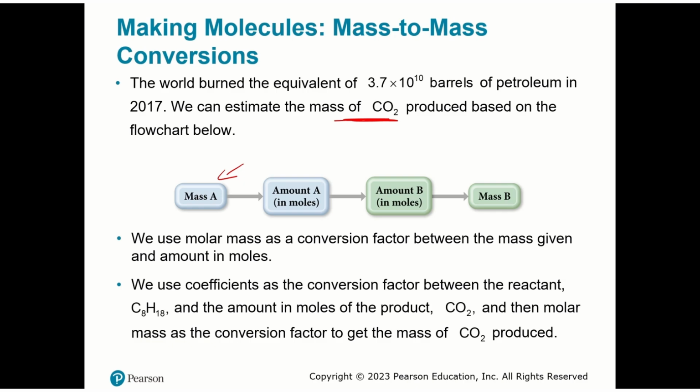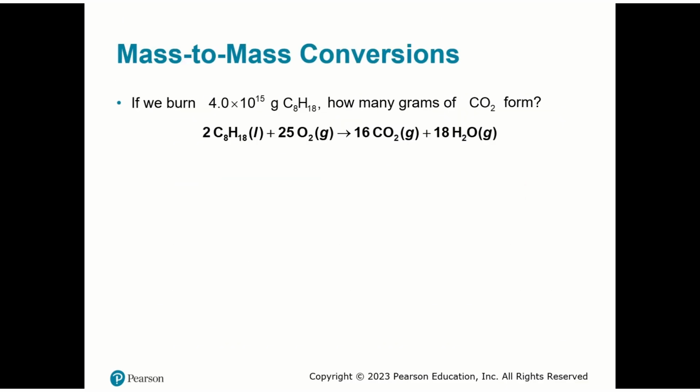So we have the mass of A. We find the amount of A using the molar mass of A. Then with the chemical equation ratio, we find the amount of B in moles. And then we find the mass of B using the molar mass of B. So let's see the example and start the calculations. First, let's organize. We know the molar mass of each of the molecules.